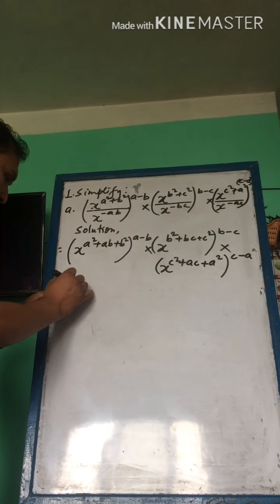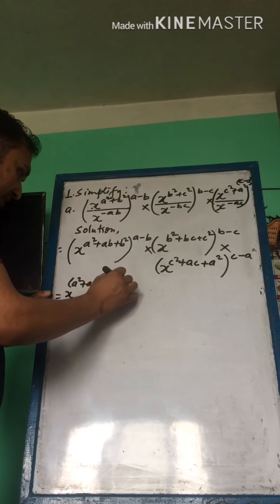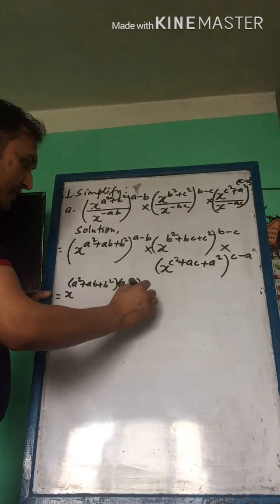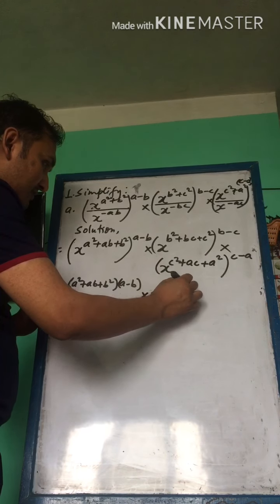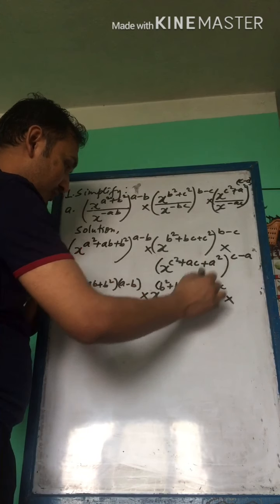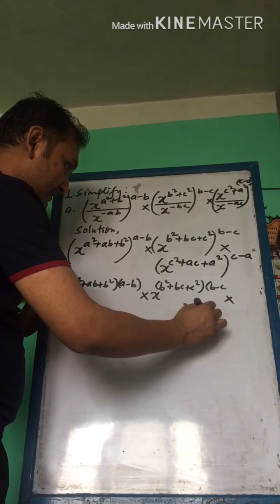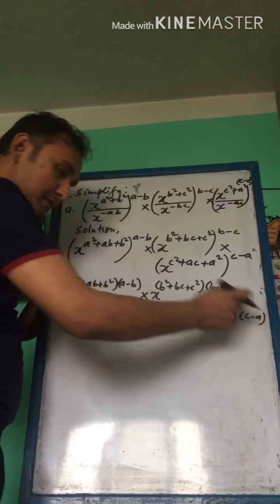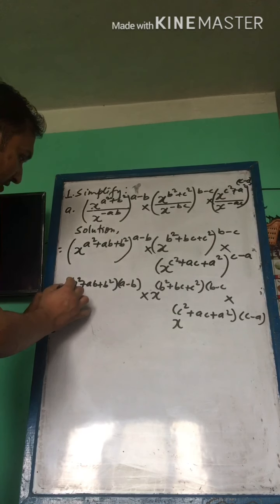x to the power a square plus ab plus b square into a minus b. If a power is there, they will be multiplied together, into x to the power b square plus bc plus c square, whole to the power b minus c, into, over here let me do down, x to the power c square plus ac plus a square, whole to the power c minus a. Means the powers will be multiplied together. Now let us see the multiplication in this case.